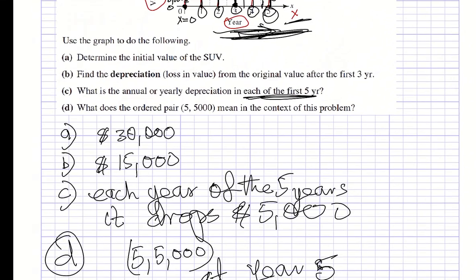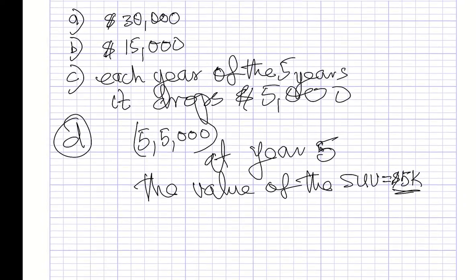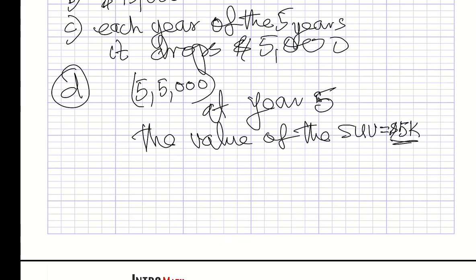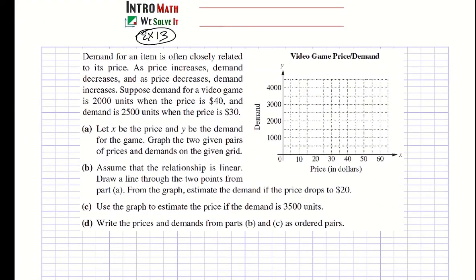You know, it's not saying more than that, because you see right here 5, you go up here, where does it cross? It crosses right there at 5,000. That's the value of the car, because this is the value of the car, the y-axis, okay? All right, we're done with that problem. Just do not overthink it. Just use the graph to determine what they ask you to determine.